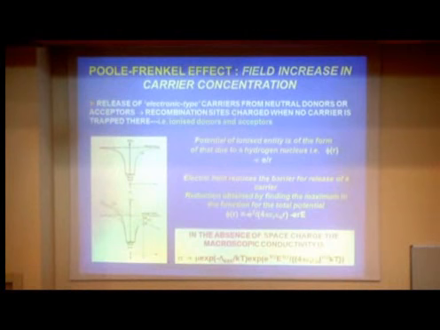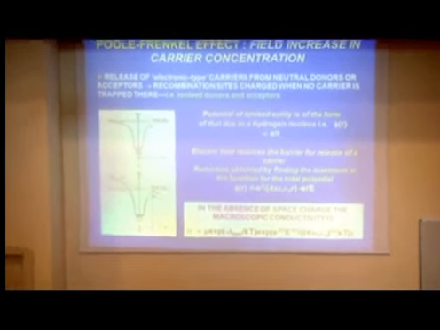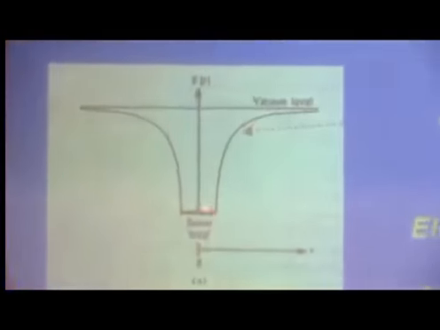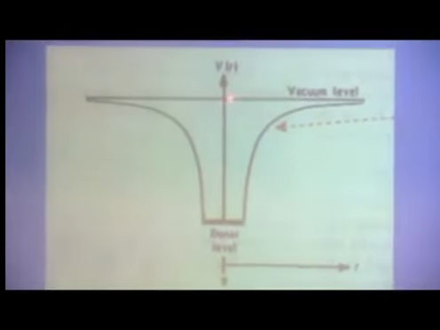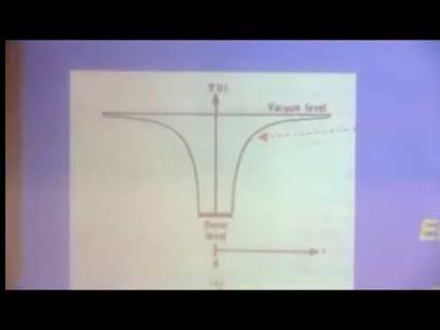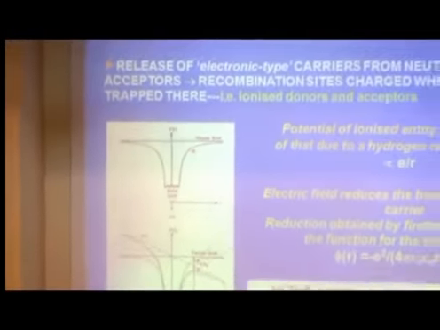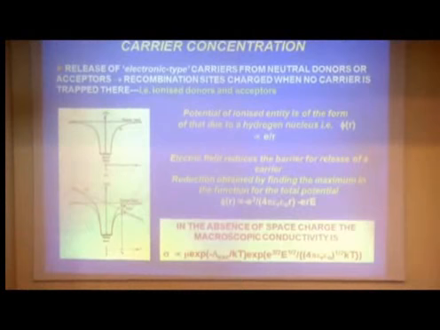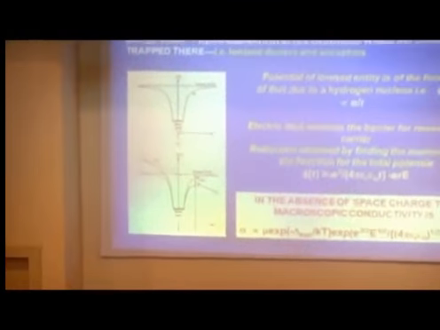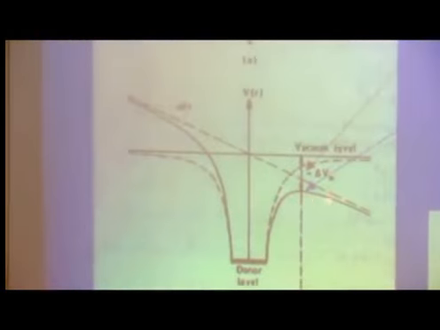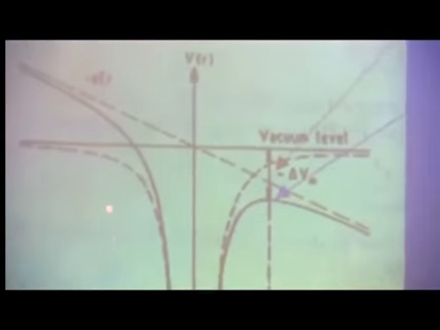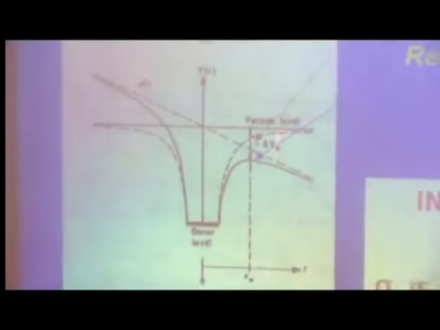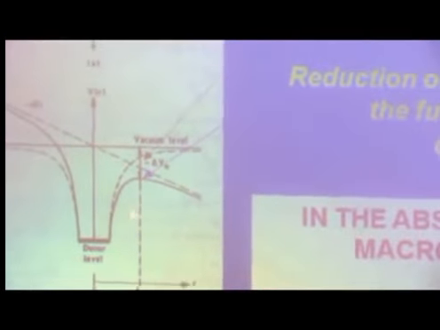But we can ask the question about donors and acceptors. Here's a molecule. It's got a donor level. In the absence of a field, we would have to give the electron this energy for it to escape from the molecule and be available to move through the material. When we put a field on the molecule, like this, the electron prefers energetically to be down the field, not up the field, and the barrier is reduced by a specific amount.